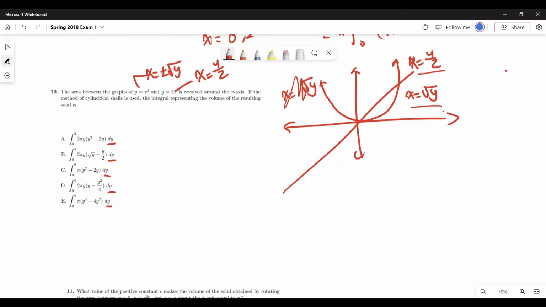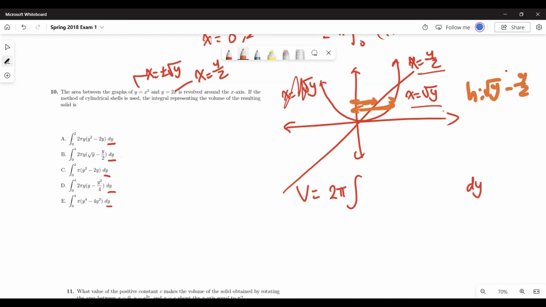Okay, so the volume for this equation is 2 pi something dy. And we have to find the radius and height. Let's find the height first. Height is basically this line minus this line. So the bigger height is x equals square root of y, and the smaller height is this line, minus y over 2.